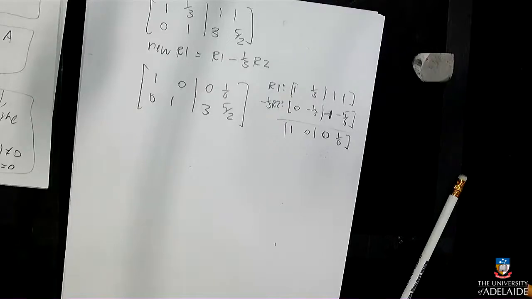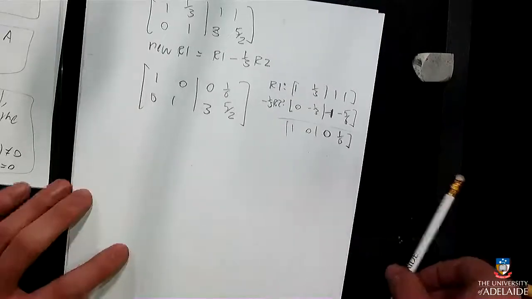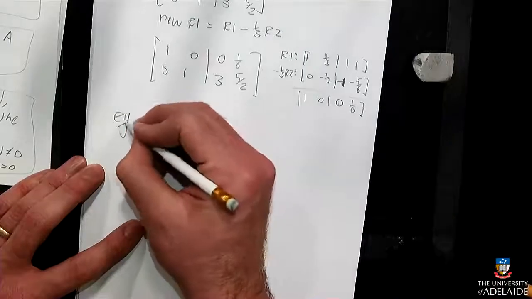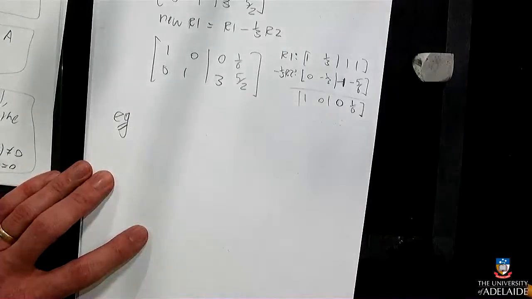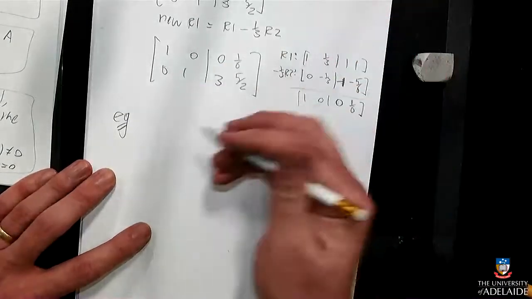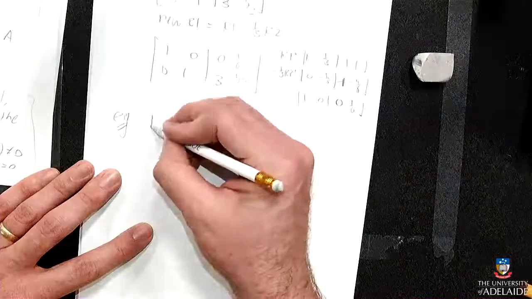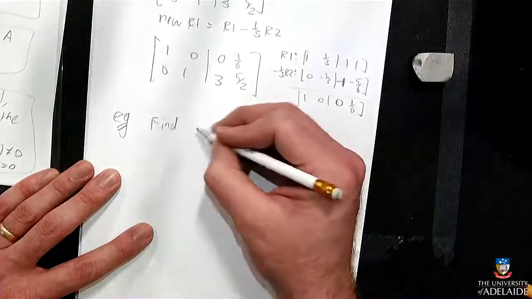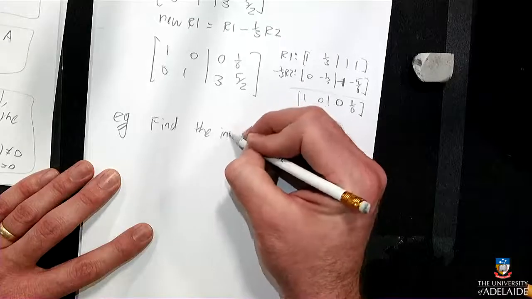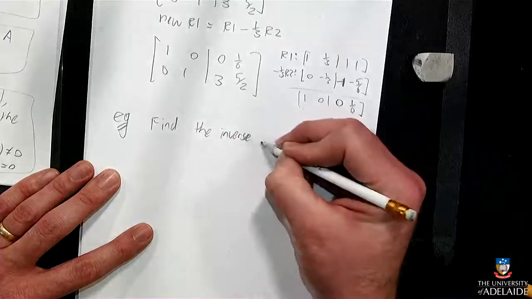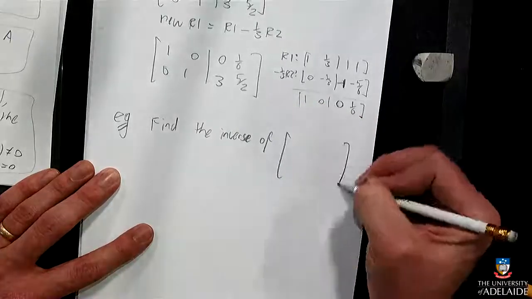So I can do it for a 3 by 3 just as much as I can for a 2 by 2. So, for example, find the inverse of this matrix.